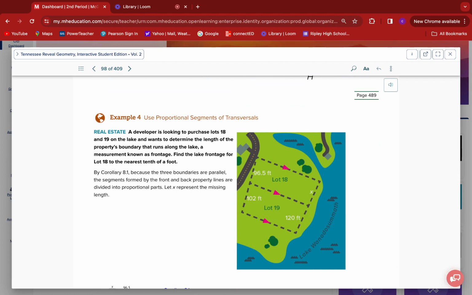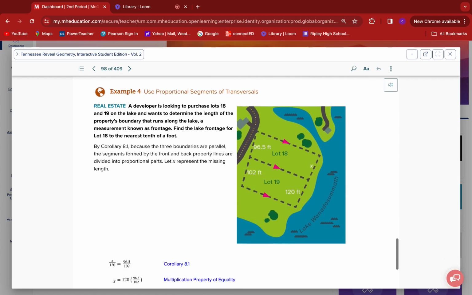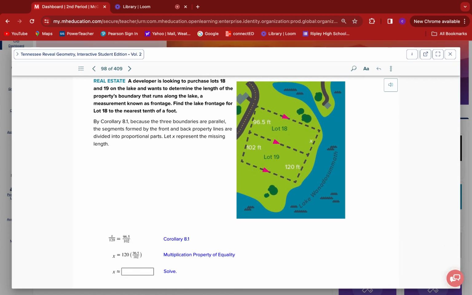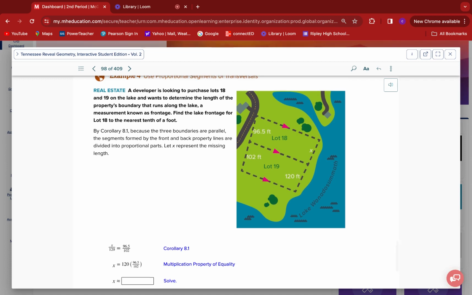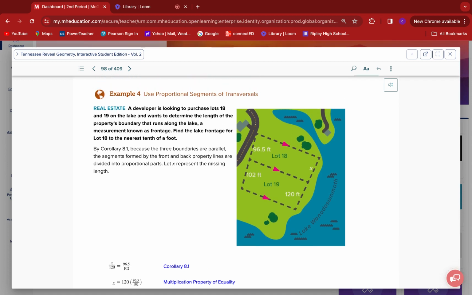Turn to your last page, page 490 of your workbook. I'm on example number 4. Okay. Looks like they set this one up for us, which is super nice. A developer is looking to purchase lots 18 and 19 on the lake and wants to determine the lengths of the property's boundary that runs along the lake, a measurement known as frontage. By the way, if you're buying real estate, frontage lots are way more expensive than other lots. Find the lake frontage for lot 18 to the nearest tenth of a foot. Tenth is one number after the decimal.